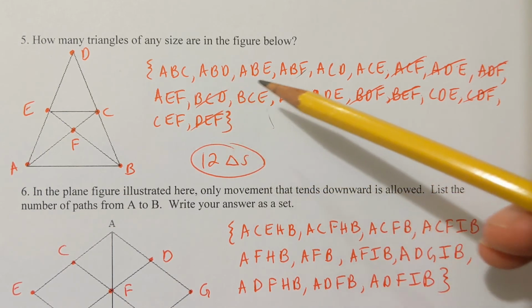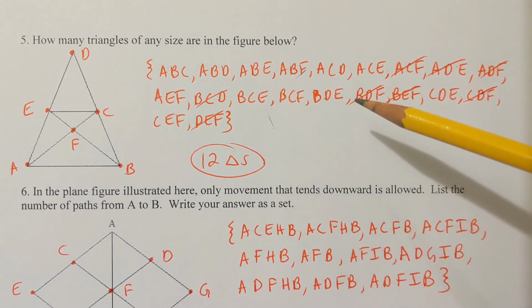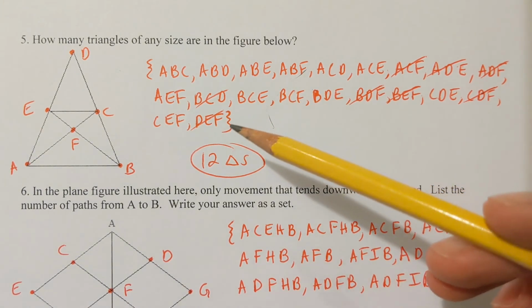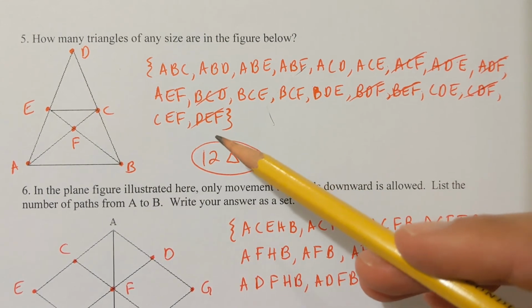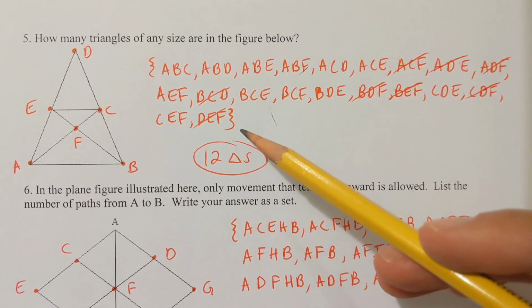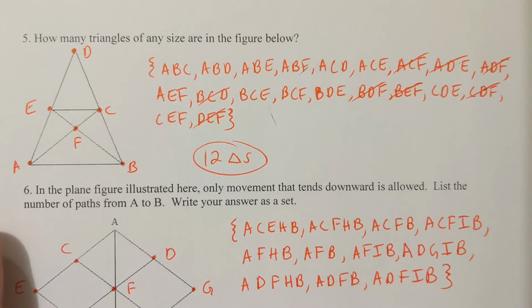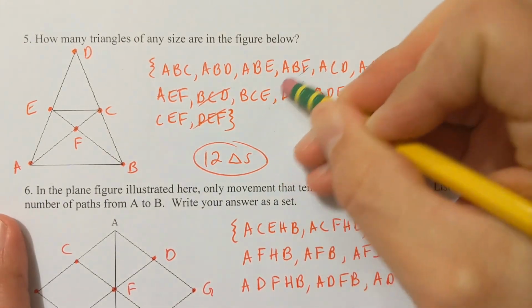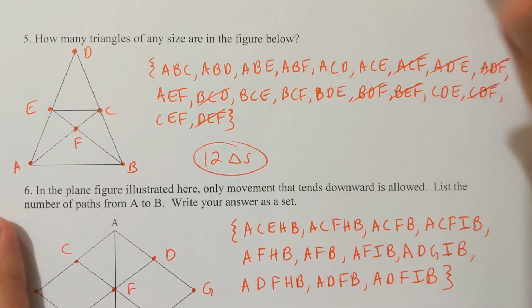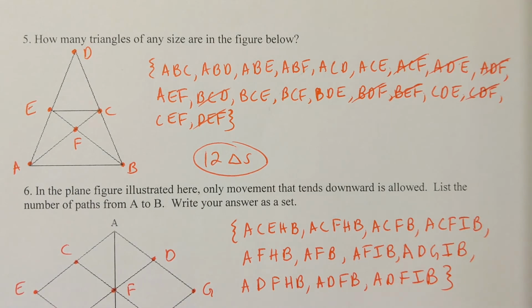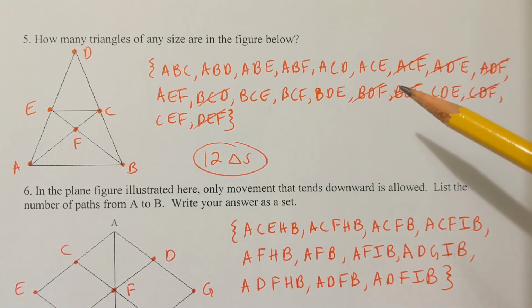Again, I've already got a couple of groups listed there where D is one. So the only one that I haven't listed would be D, E, F. Now that I've got all the groups of three listed, I would go through and cross off any groups of three that don't form triangles.